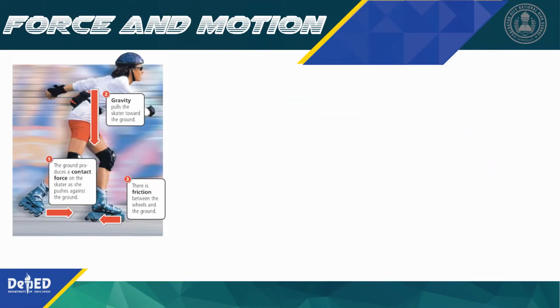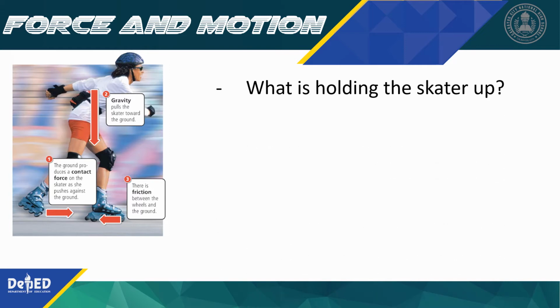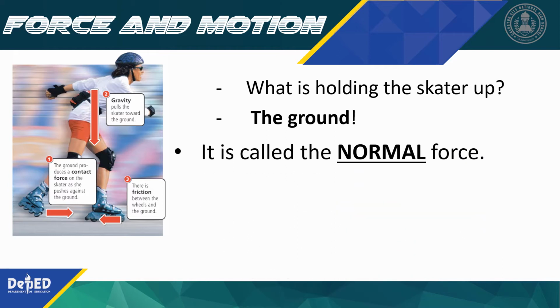Looking back to this picture, do you think there is another force present to her? What is holding the skater up? It's the ground. And that is the normal force. This is a support force exerted upon an object which is in contact with another stable object.